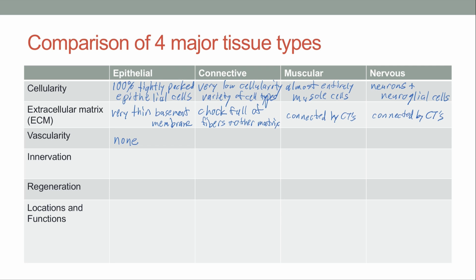Connective tissues, on the other hand, with, of course, an exception, are full of blood vessels. This is very helpful because connective tissues provide the blood supply for all the other tissues.